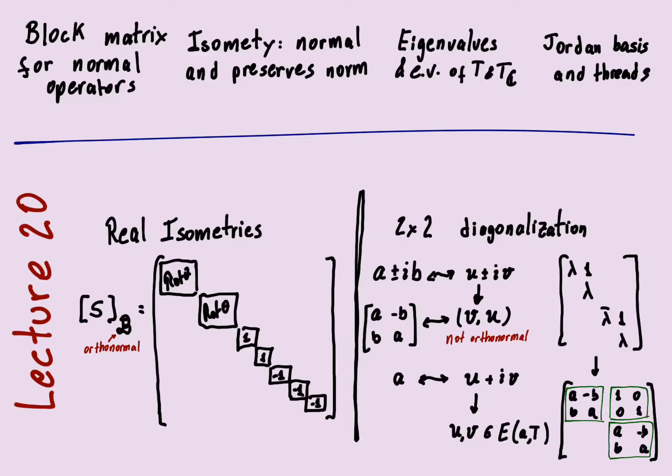In today's lecture, we saw two apparently disconnected topics. We'll see that they're not so disconnected after all. The first one is a description of what an isometry in a finite dimensional real inner product space looks like.